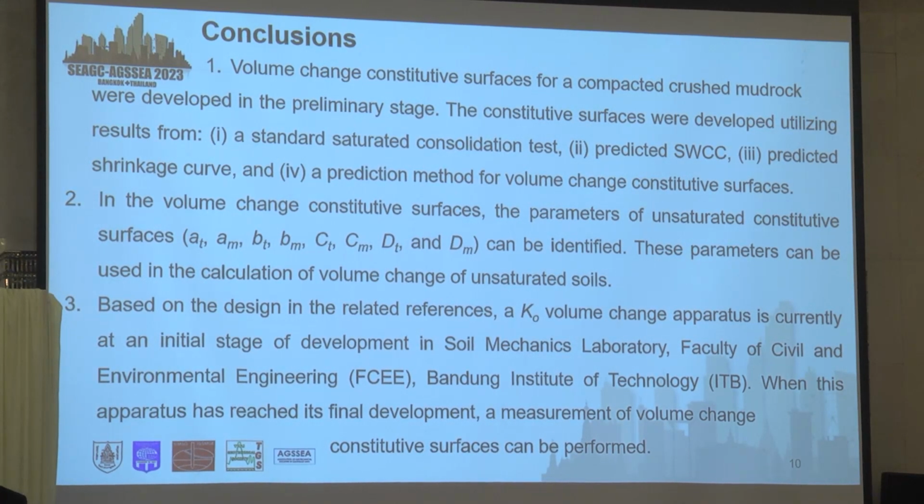Number 3, based on the design in the related reference, a Kenneth volume change apparatus is currently at initial stage of development in the Soil Mechanics Laboratory, Faculty of Civil and Environmental Engineering, ITB. When this apparatus has reached its final development, a measurement of volume change constitutive surfaces can be performed.